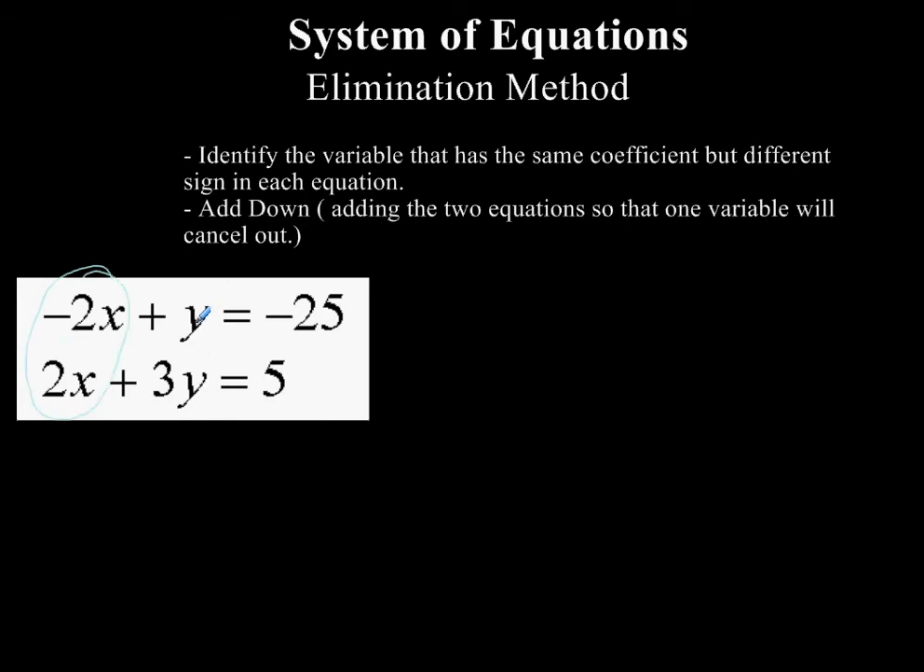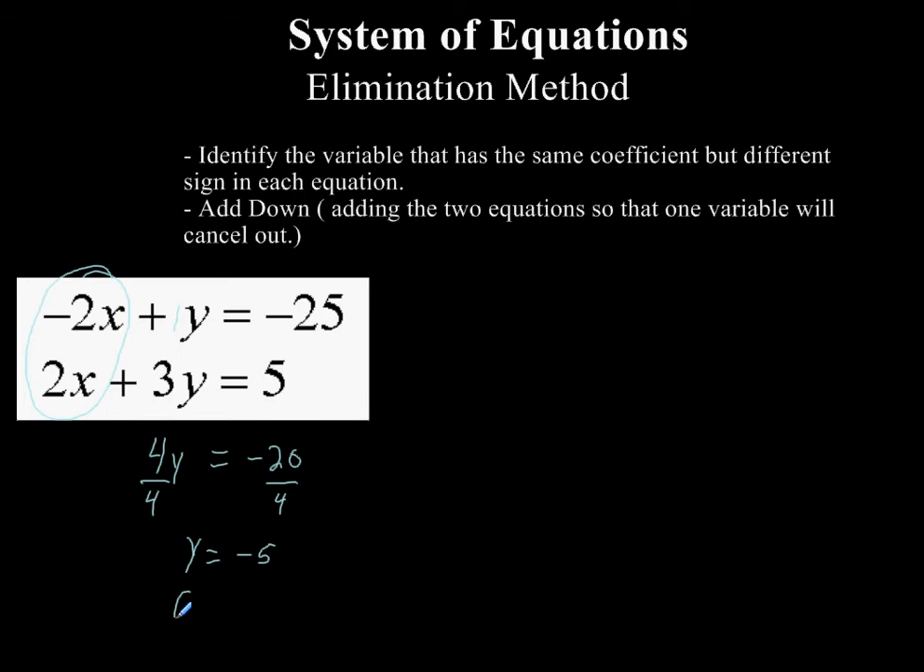Okay, now let's add this down. We have a 1 in front of that y. 1y plus 3y gives us 4y equals -25 plus 5, which gives us -20. All right. Now let's solve for y. Divide by 4. y then is equal to -5.